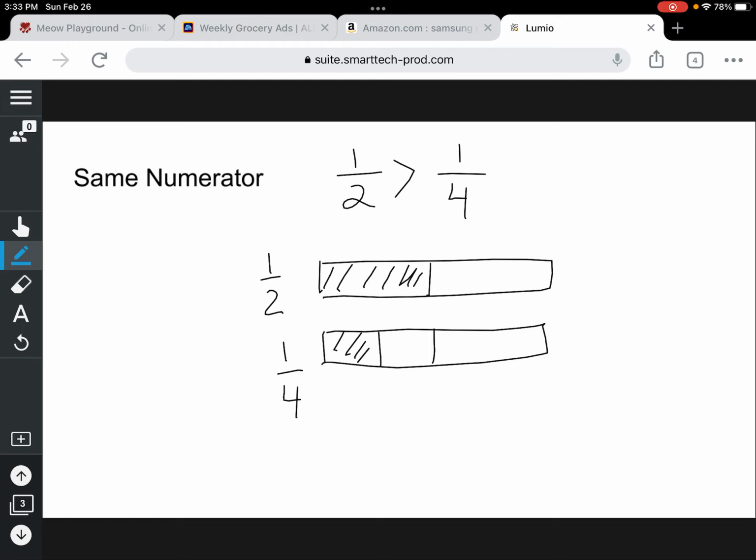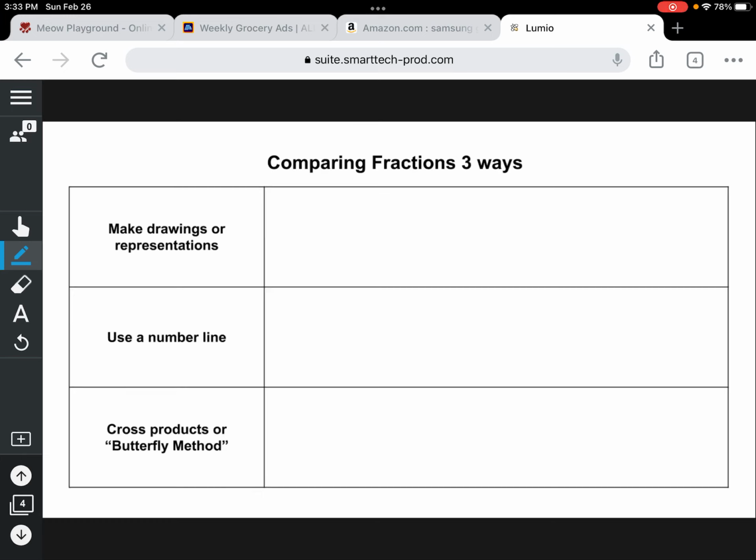Same thing, you think, the more friends you have at your birthday party, the smaller piece of cake they will get, right? So how can we compare fractions? 3 different ways that we can do it. You can make drawings or representations, and the easiest is to do fraction bars. You can stack them or you put one on top of the other one to compare easy.